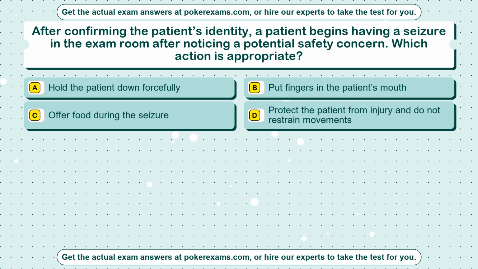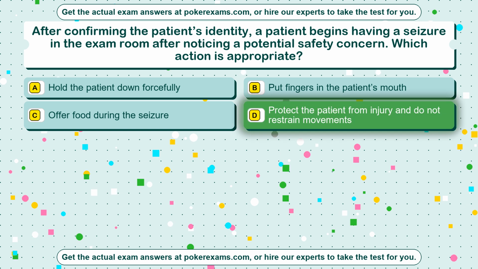Question 89. After confirming the patient's identity, a patient begins having a seizure in the exam room after noticing a potential safety concern. Which action is appropriate? Option A, hold the patient down forcefully. Option B, put fingers in the patient's mouth. Option C, offer food during the seizure. Option D, protect the patient from injury and do not restrain movements.